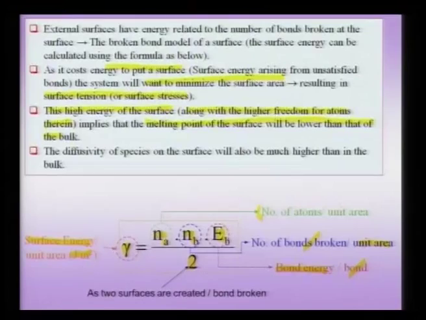Additionally, the surface is a region where the diffusivity of species will also be much higher as compared to the bulk. So, wherever I have a diffusivity issue and there are a lot of surfaces in the system, then atomic species will rather be transported to the surface, even though the cross section available through the surface may be small, but it will definitely be transported to the surface as compared to the bulk.